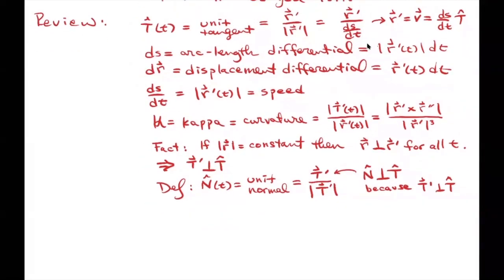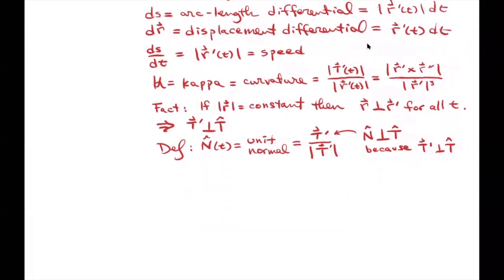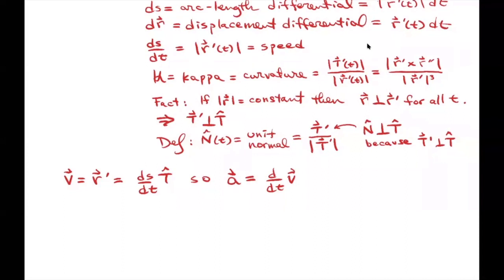Okay, and we did a little bit of this last time. So velocity, which is r prime, is equal to ds over dt times t. So acceleration, which is d over dt of v, is d over dt of ds over dt times t. All right, so acceleration is d over dt of v, but I want to rewrite this as d over dt applied to ds over dt times t. And that's going to require a product rule.